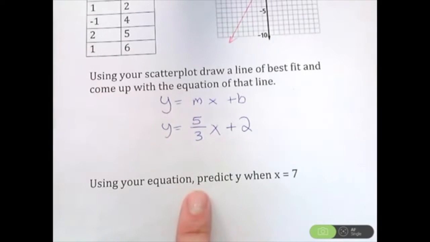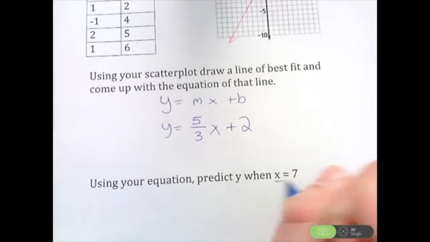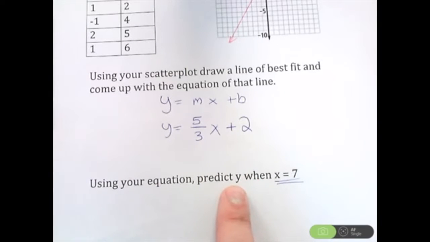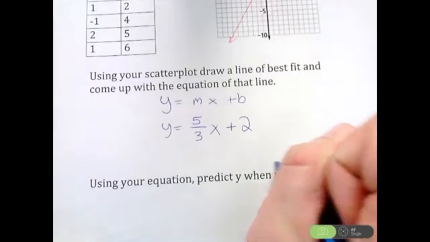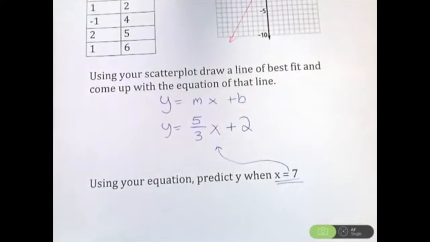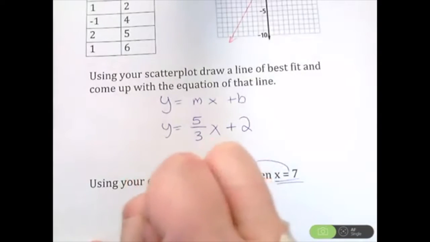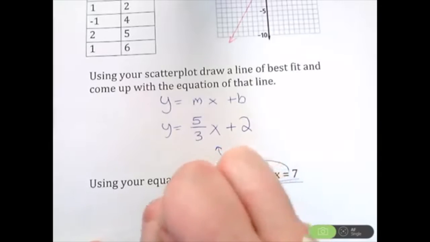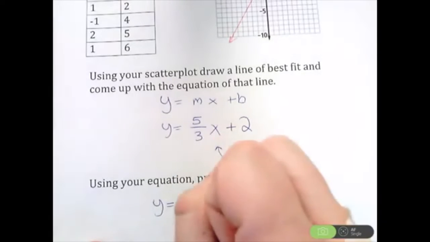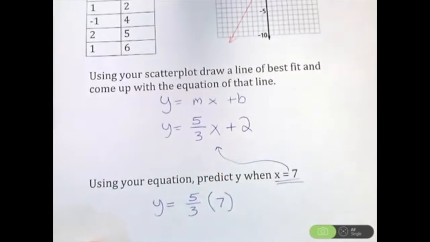Finally, we're going to use our equation to predict y when x equals 7. So I have this equation. They give us this piece of information, x equals 7. They want to know y. So what I'm going to do is take x equals 7 and plug it in right there. So I have y equals 5 over 3. Instead of x, let's plug in 7, so parentheses 7, plus 2.